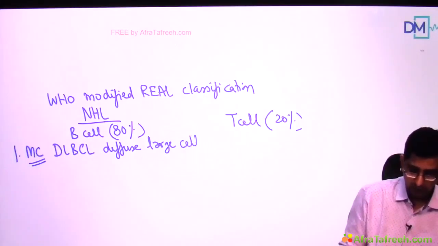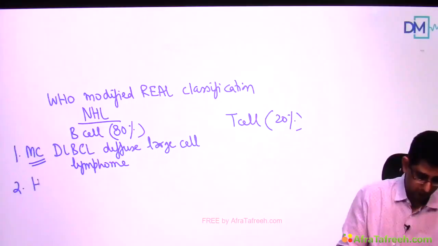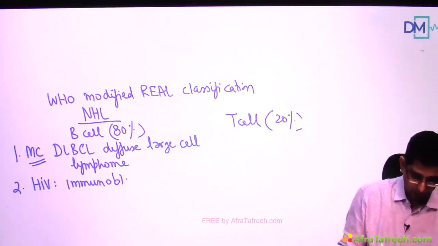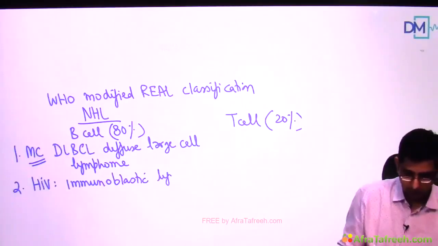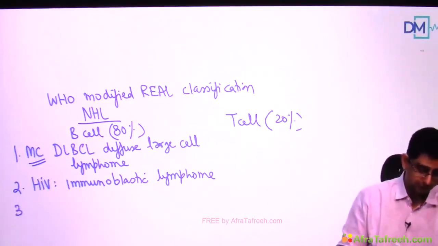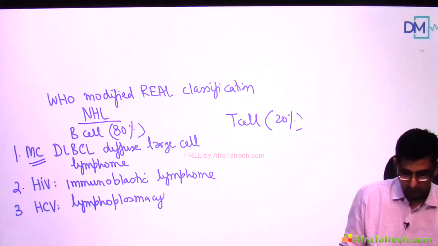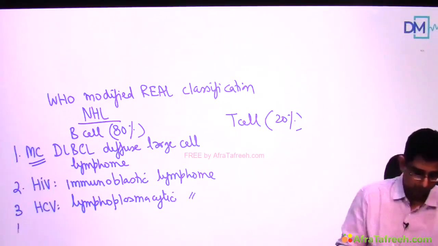However, if they mention specifically which is the most common non-Hodgkin's lymphoma encountered in HIV positive patients, then it should be answered as immunoblastic lymphoma. I've said this earlier and I'm repeating once again: Hodgkin's lymphoma common with HIV is the mixed cellularity variety, and the non-Hodgkin's lymphoma that is common is immunoblastic lymphoma. Then with hepatitis C, the variety that is seen is lymphoplasmacytic lymphoma. You just need to get the names right, lymphoplasmacytic lymphoma.